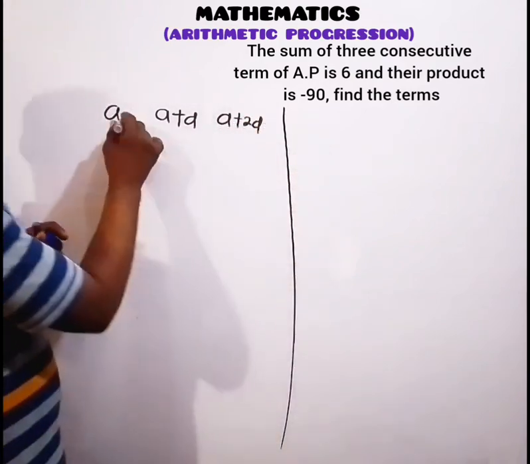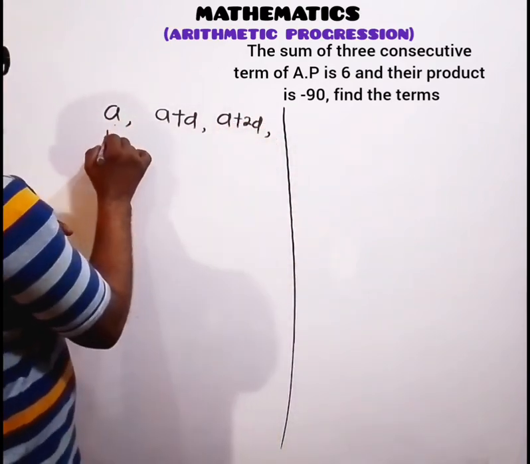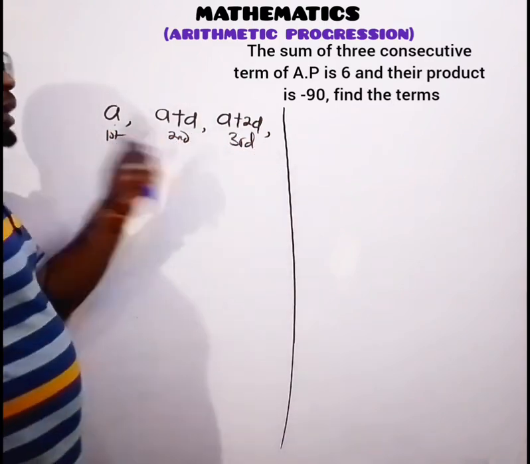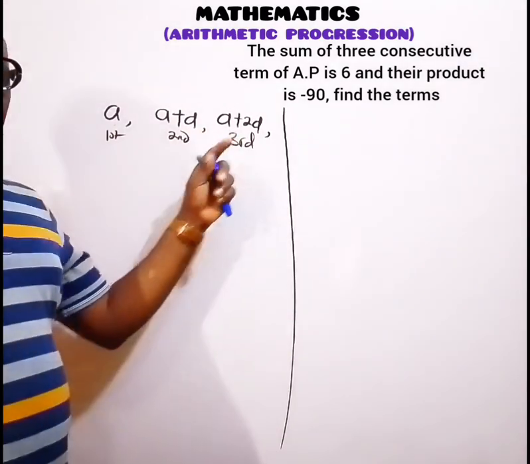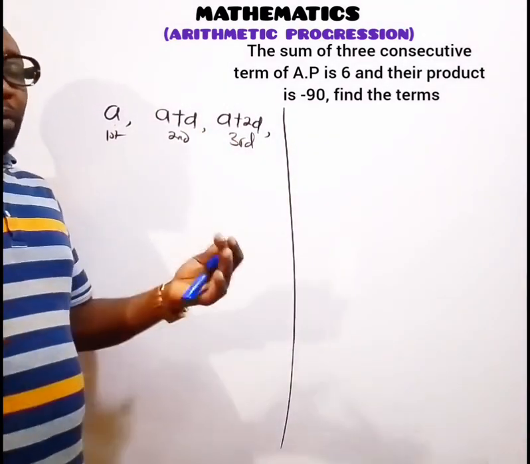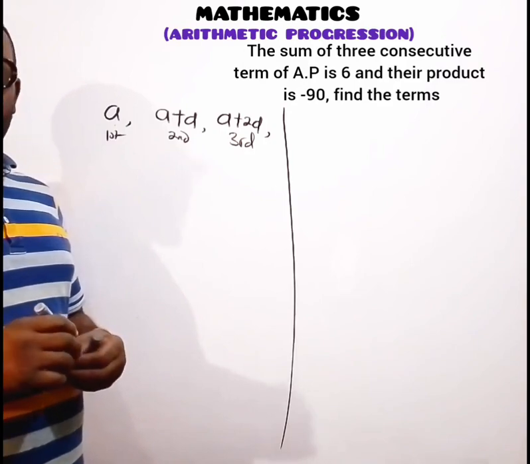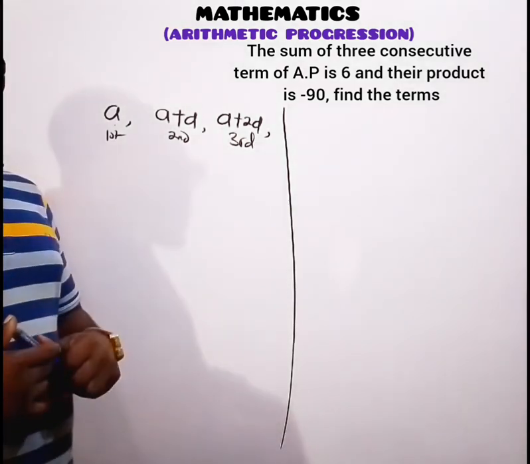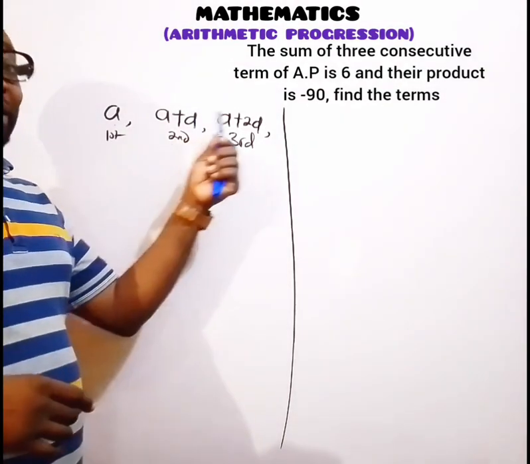We can have the terms this way, that is first, second, third. Now, if you have the terms this way, and you add them together and also multiply them, you will not be able to achieve the right answer that we are asked to find for this particular question. We are asked to find the terms.